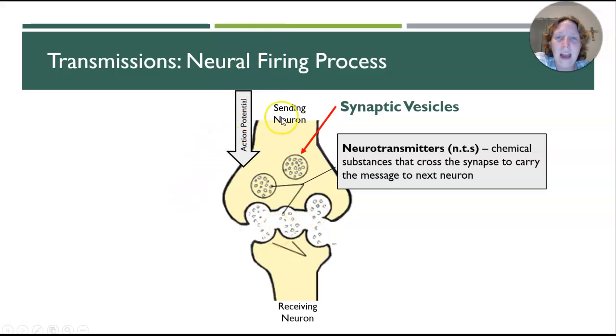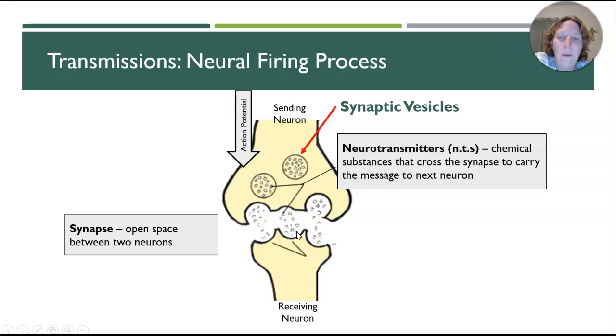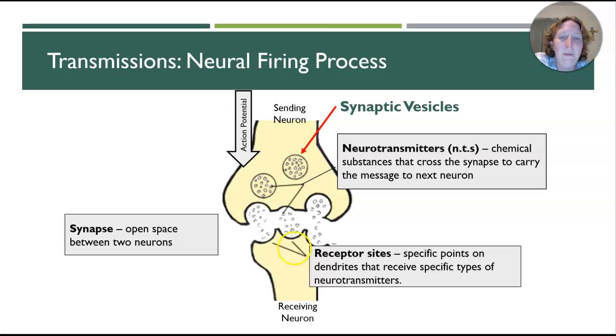So action potentials come down the axon to the axon terminal buds and say, fire, message needs to go, go, go. The neurotransmitters cross the synapse or the synaptic gap, which is just this open space between two neurons, to the receptor sites on the dendrites of the other neuron, the one that's going to receive the message. So receptor sites are specific points on dendrites that receive specific types of neurotransmitters. Each receptor site is designed to get a certain neurotransmitter, like certain ones are designed for dopamine, certain ones are designed to receive serotonin, and so on.